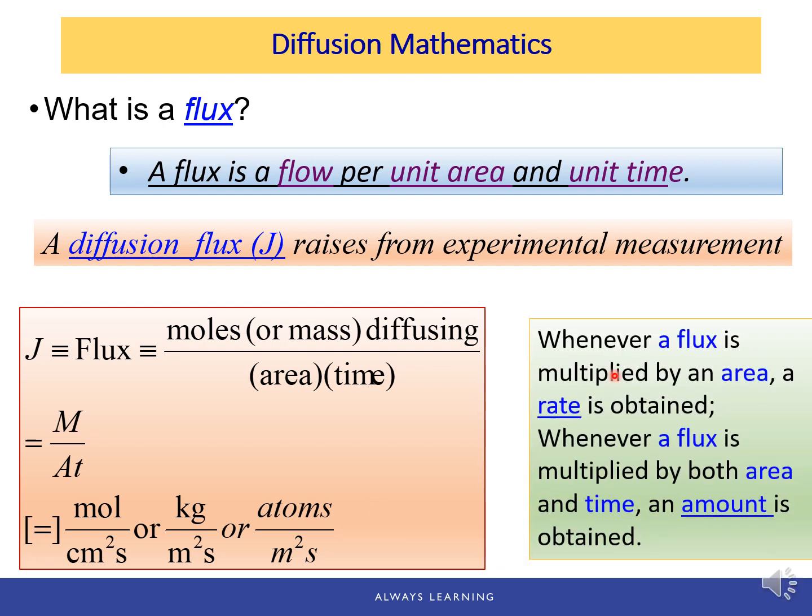Generally, whenever a flux is multiplied by an area, a rate is obtained. For example, mass per unit time is a rate. And whenever a flux is multiplied by both area and time, an amount is obtained. In this case, when we multiply the flux by area and time, we get the mass, or the moles, or the number of atoms.